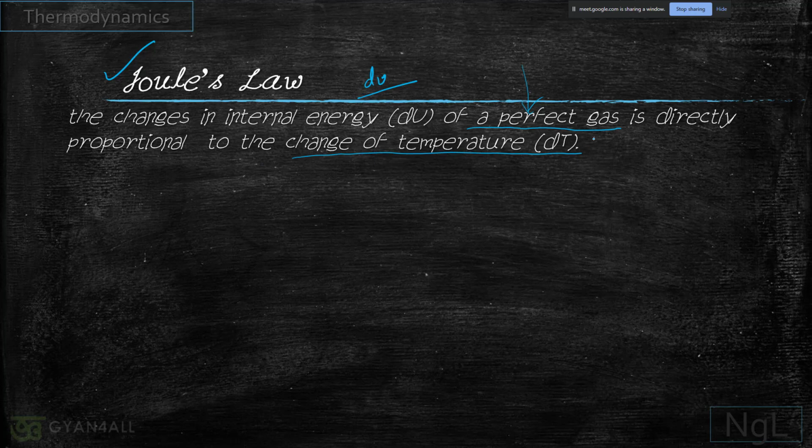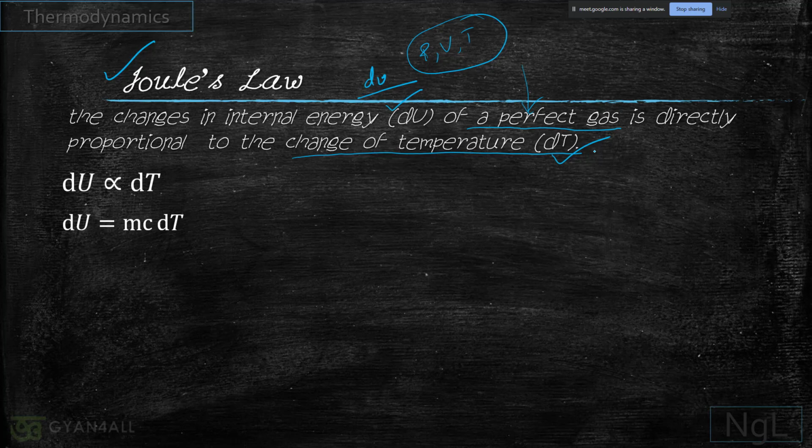So in the previous laws, whether it is Boyle's law, Charles's law, or the combined law, we were directly talking about pressure, volume and temperature. But in this case we are not talking about simply internal energy, but we are talking about change in internal energy and change in temperature. That means change in internal energy is directly proportional to change of temperature. So mathematically you can write dU is directly proportional to dT. This d stands for change.